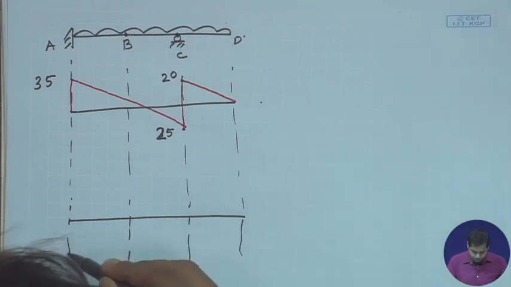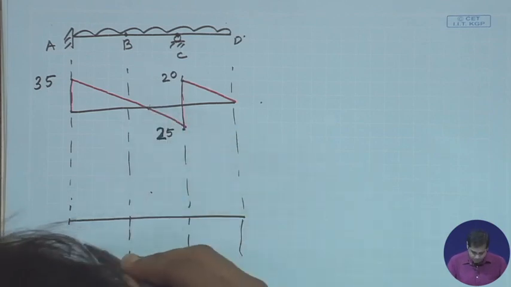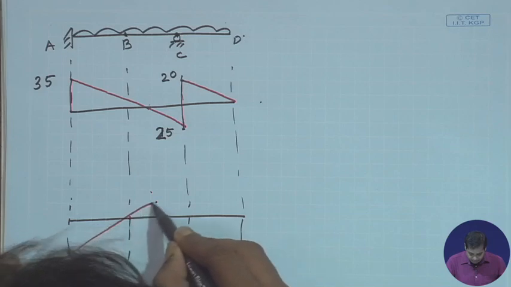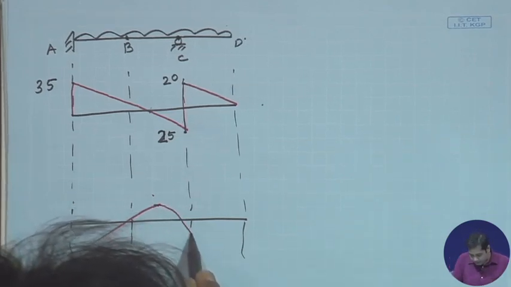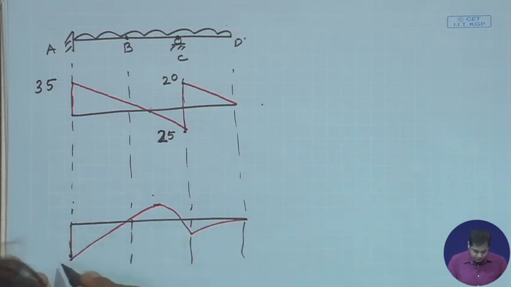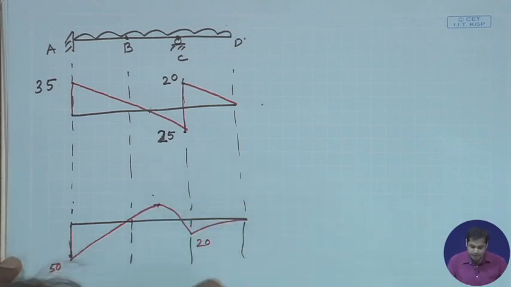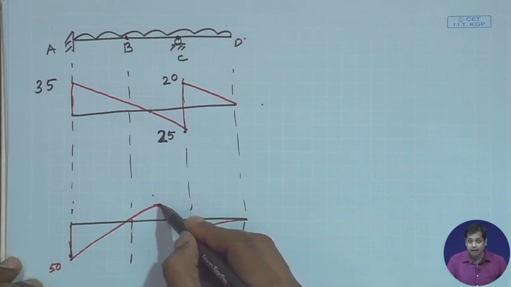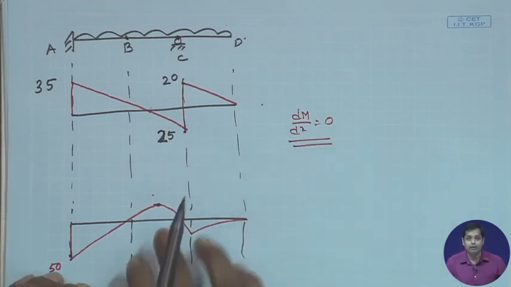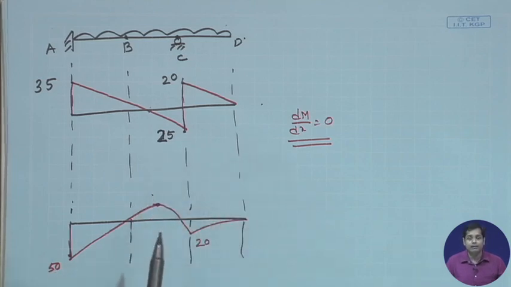At B, it is hinged, so it should be 0 here, and then it is like this and this. Your bending moment diagram will be 0. And these values will be 50, then 20, and you can determine again what is the maximum bending moment by dM/dx is equal to 0, and get the value of x where your bending moment is maximum. So this is how you can draw the bending moment and shear force diagram.